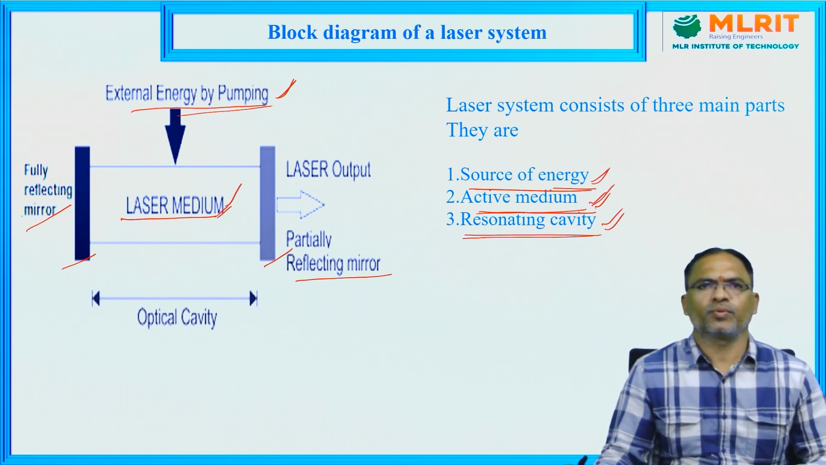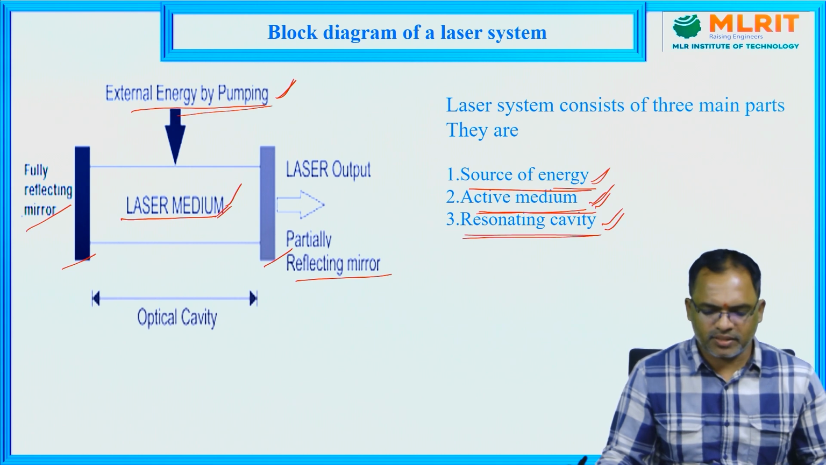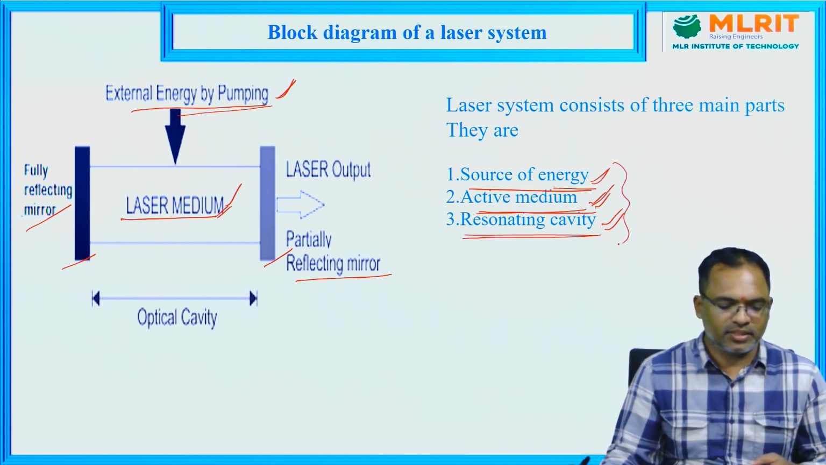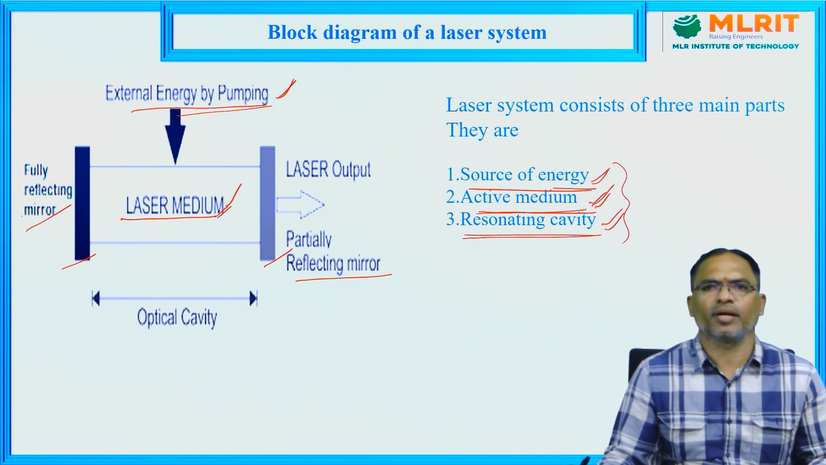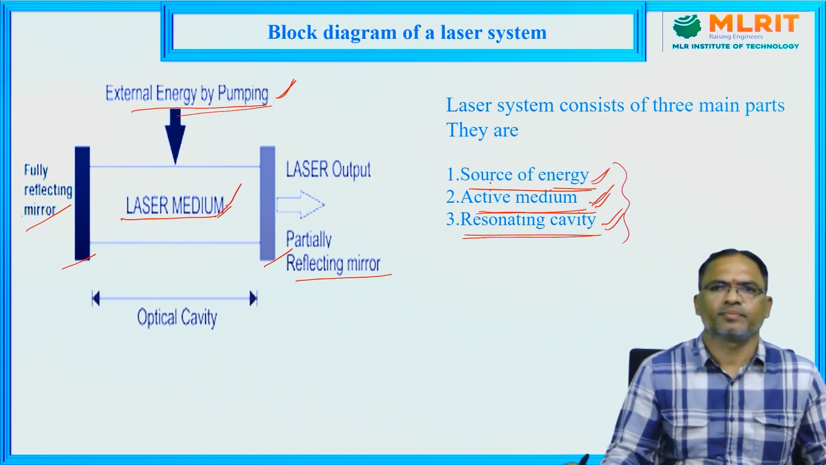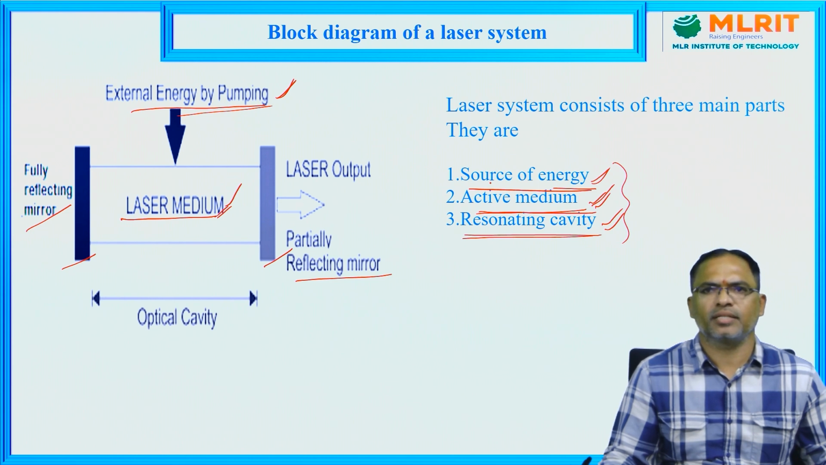So to get a laser beam from a laser device, all these three are required, and that we discussed here in the form of a block diagram. Any laser system consists of these three parts, either it may be a solid state laser, liquid state laser, gaseous laser, dye laser, or semiconductor laser.